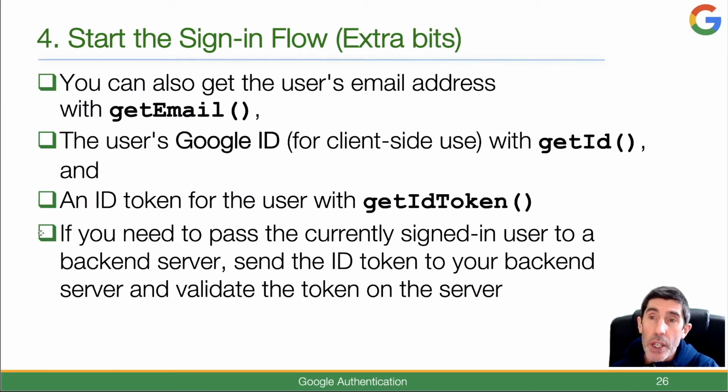Some extra bits worth knowing about, right? It says you can also get the user's email address with get email, which we're doing. The user's Google ID, for the client side, with a specific get ID, and as we're using as well, an ID token for the user with the get ID token. So that's a unique ID that you could use, kind of like, if you can remember back to our Mongo ID, that unique ID, so it uniquely identifies the individual user. If you need to pass the currently signed in user to a backend server, send that ID token to your backend server and validate that token on the server itself. So again, this is all looked after for us automatically with Firebase, but if you were working with a different backend, that's the token you would need to be passing off. Okay.